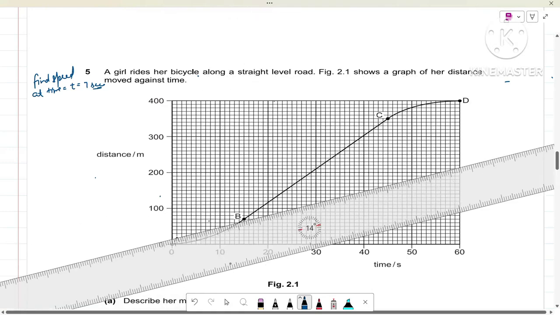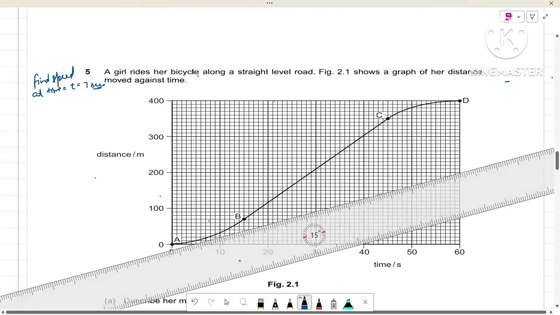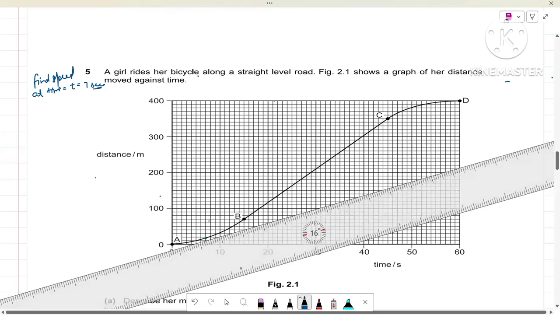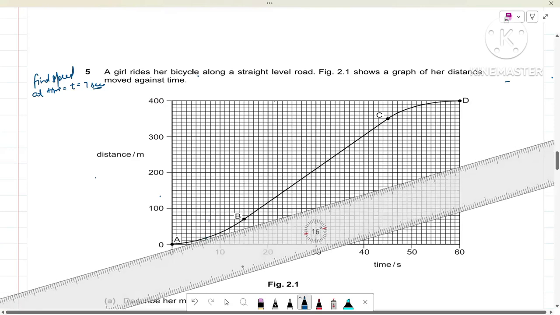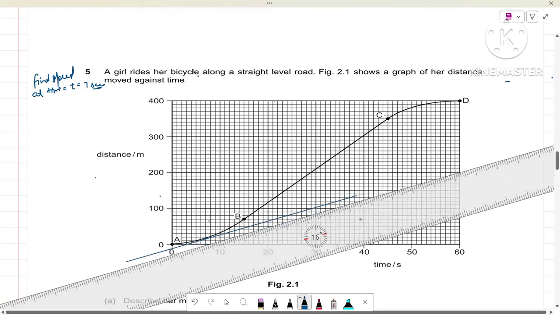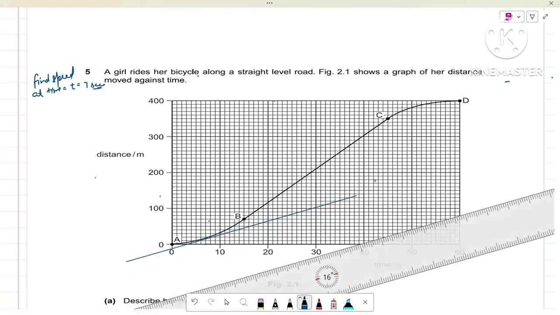Keep the ruler so that it should touch only one point, that single point only. See, let's say this. Let's draw a straight line here. Now on this tangent, you can take any 2 points and draw a triangle. Any 2 points you can take. So let's say I'm taking these 2 points. First one point I'm taking this, and second point I'm taking this.